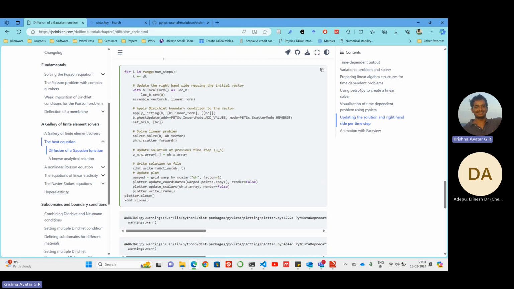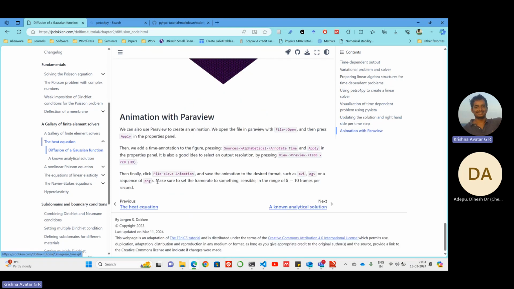So they have stored it. Now we are writing the solution to the file uh with t as our indicator or marker. For the rest of the things we can just ignore, because we are not using any plotter right now. Then plotter.close, and we have also closed the xdmf file instance that was open.